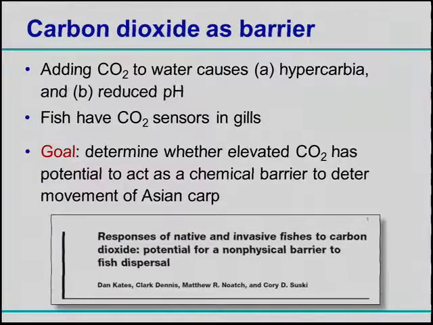It's something they can relate to. You'd add carbon dioxide to the water and, first of all, it causes hypercarbia, which is just increased CO2, and it reduces the pH a little bit. I've got some numbers on that too, but there's a small reduction in pH. Fish have CO2 sensors in their gills, so it's something that fish in theory could and should respond to. And so what we wanted to do is look at whether CO2 can act as a chemical barrier to deter movements of carp. We just had this paper come out a couple of weeks ago, so if you're interested, you can look at the data in another forum there.